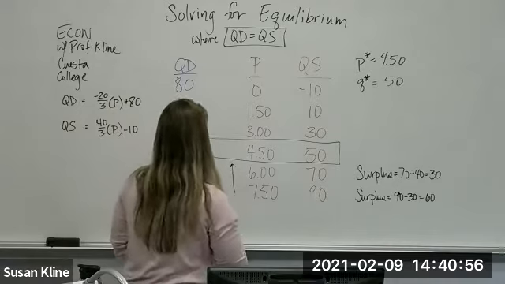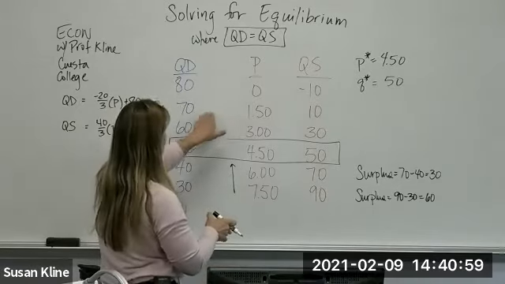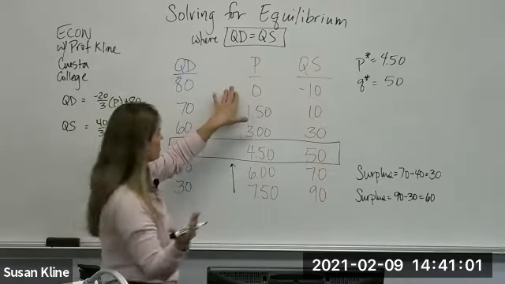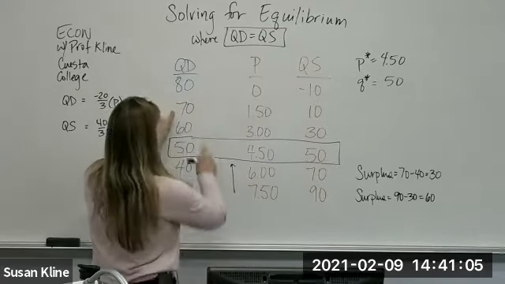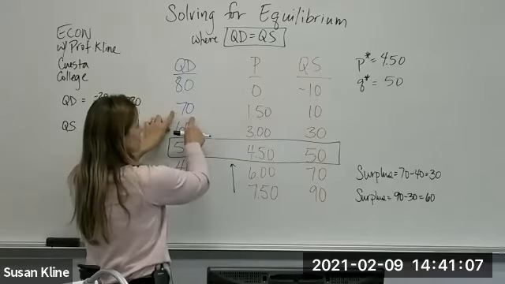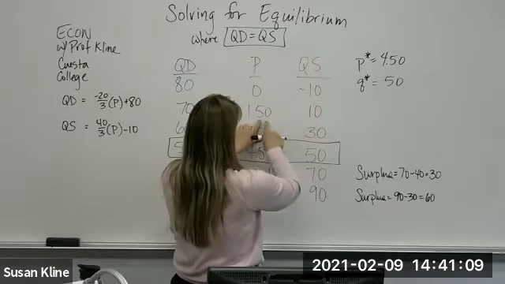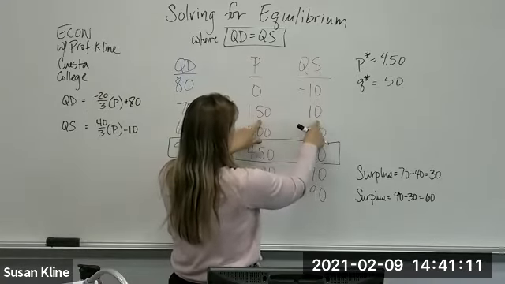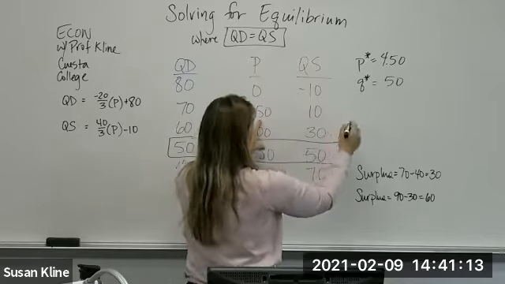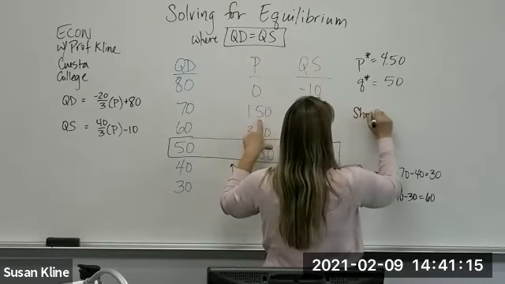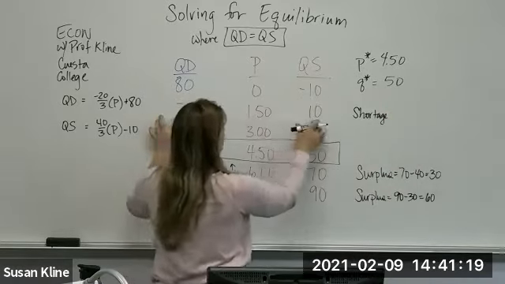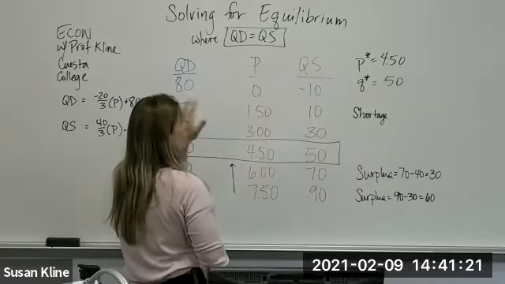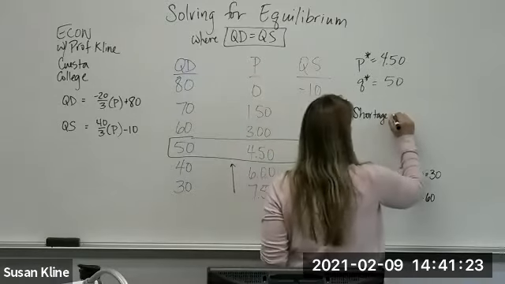What about the opposite? Well, if it's $1.50, we'll just ignore a price of free because when is anything free? If the price is $1.50, people want 70 items, but suppliers say it's not really worth my time, I'm only going to produce 10 items. What do we have? We have a shortage, where the quantity demanded is greater than the quantity that's on the shelves. So there's a shortage here of 60.